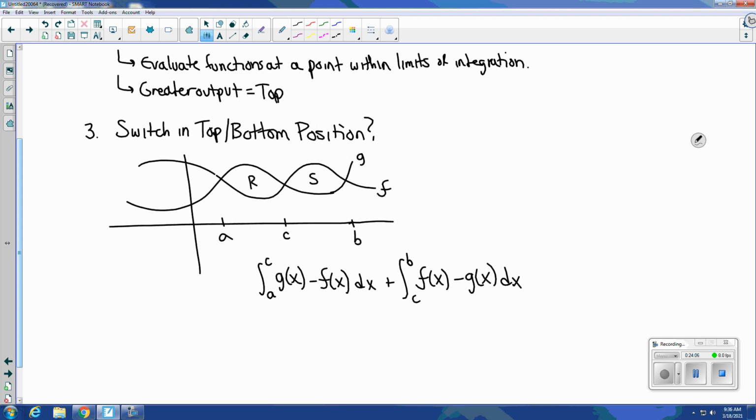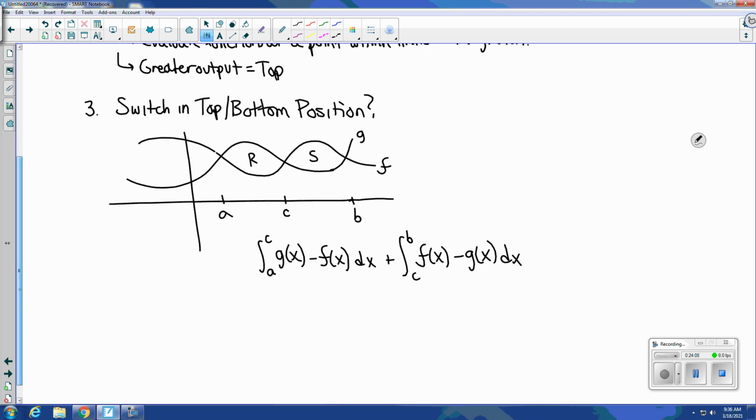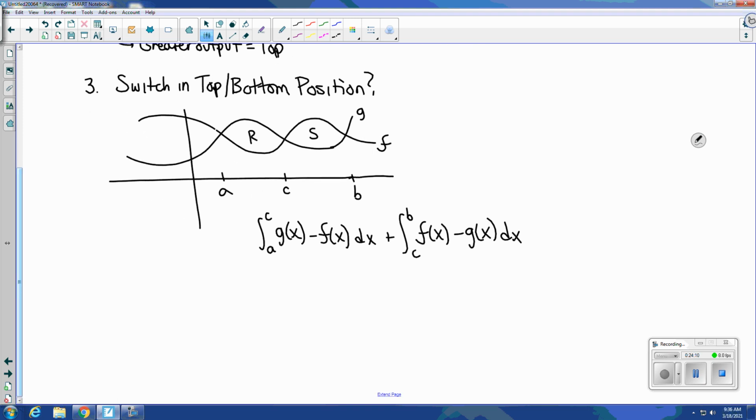So if there's a switch in position, all you have to do is split up this problem into multiple integrals. So there could be more than one change in position, but we know the general approach to finding the area between two curves is integrating the top function minus the bottom function always. So once we've just identified top and bottom, you can work from there.